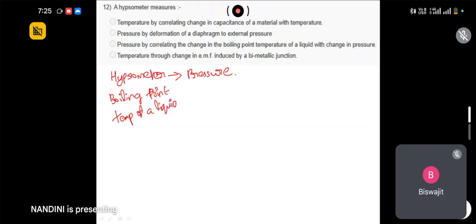We use this boiling point temperature of a liquid in order to find the pressure at that particular point. So this is used to determine the pressure by correlating the change in the boiling point temperature of a liquid with change in pressure. Even though it measures the boiling point temperature of a liquid, we use it to determine the pressure by correlating that change with change in pressure. That is a hypsometer.